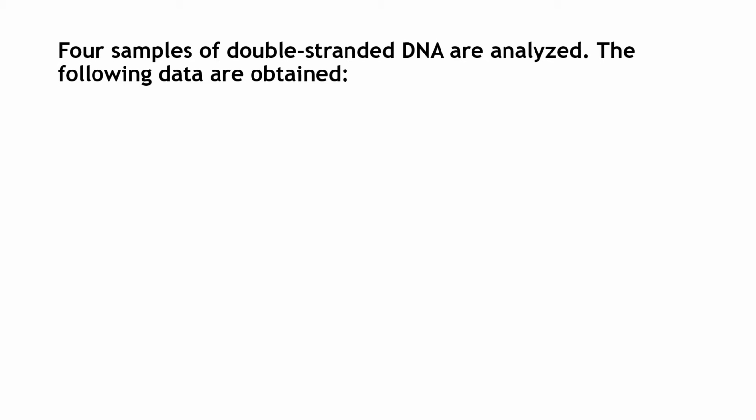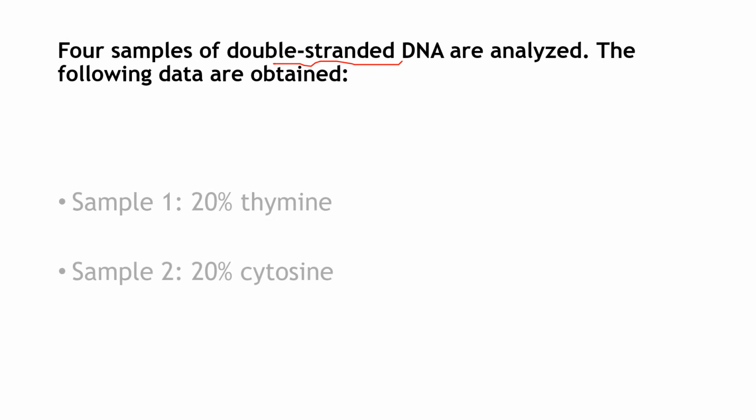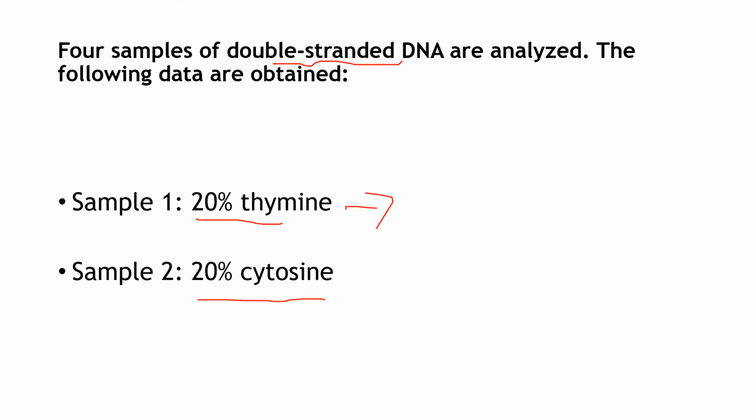Okay, you might find test questions like this one that say you have some samples with a double strand of DNA, and you obtain the following data. One sample has 20% thymine, and for the second sample they gave us 20% cytosine. So they ask you, could you find the other ones? Could you find the adenine? Could you find the guanine? Could you find the cytosine concentration here?